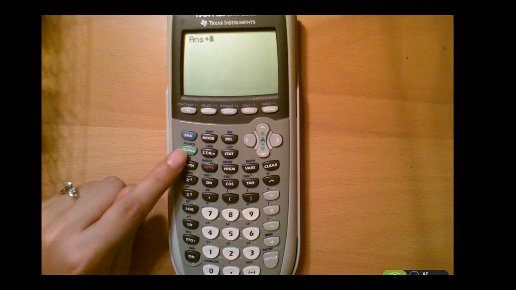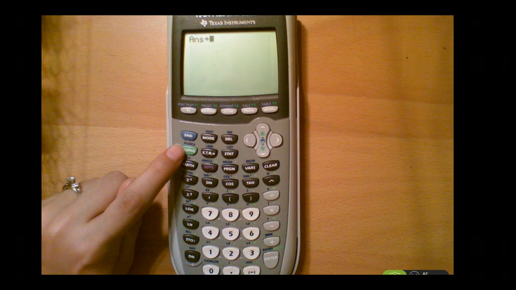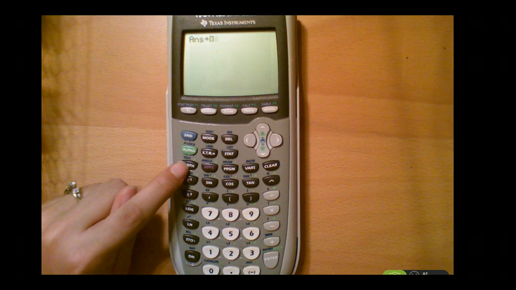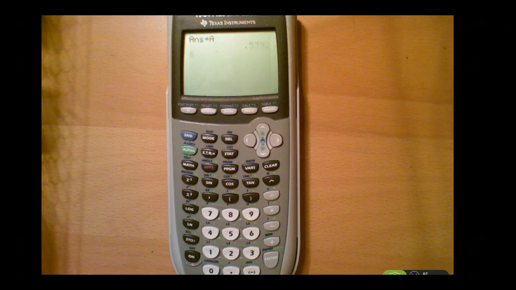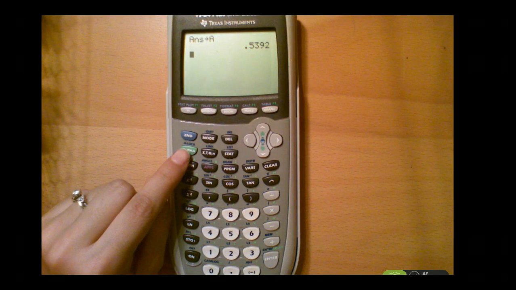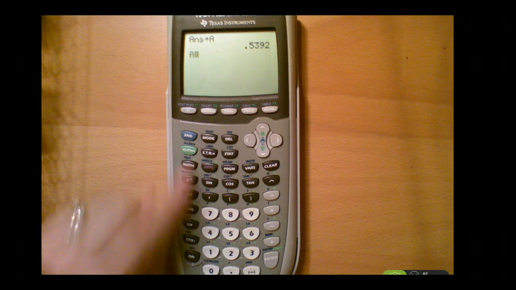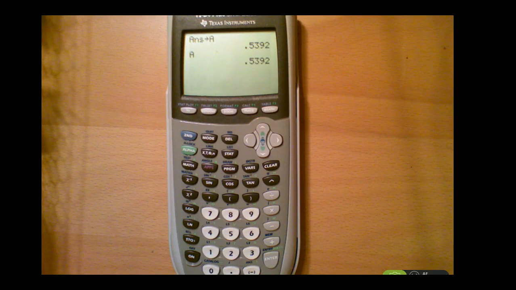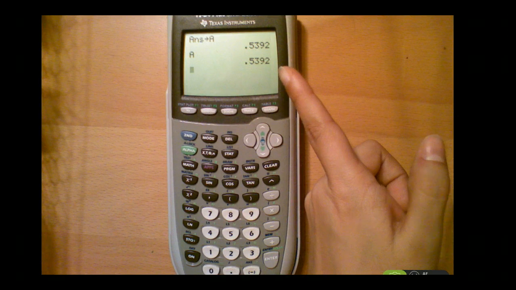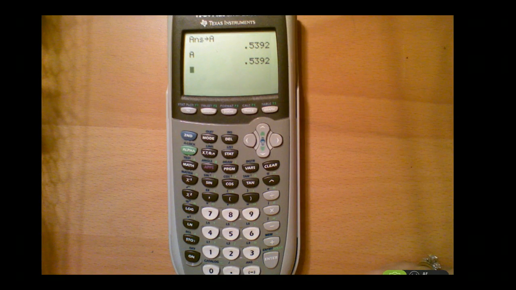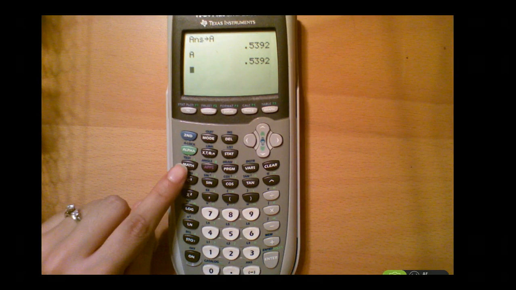So I'm going to tell it to go to A. So I'm going to go ahead and hit alpha A. Enter. So now, anytime I want to go back and reference that number, 0.5392, I can just hit alpha A. Enter. There's my number. So 0.5392 is stored under the variable A.